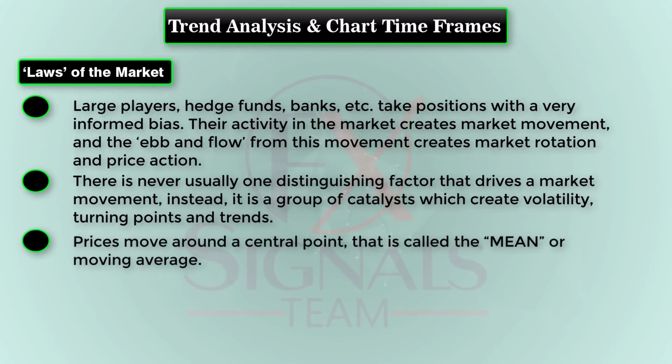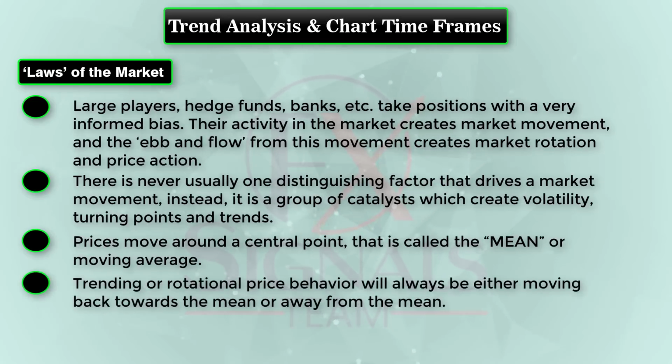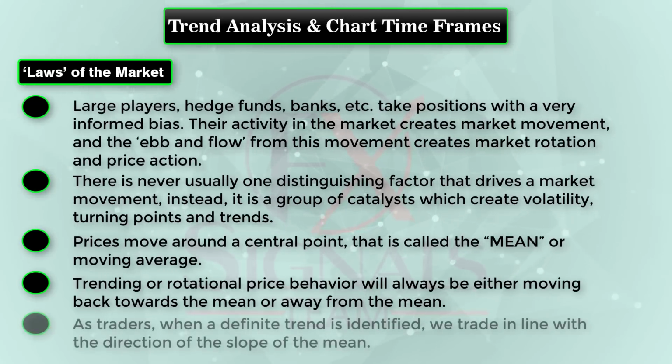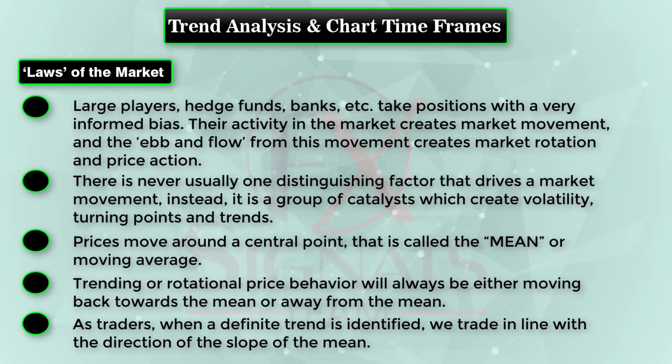Prices move around a central point that is called the mean, or moving average. Trending or rotational price behavior will always be either moving back towards the mean or away from the mean. As traders, when a definite trend is identified, we trade in line with the direction of the slope of the mean.